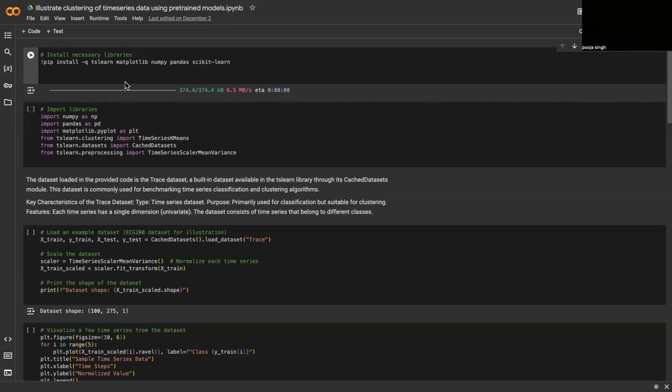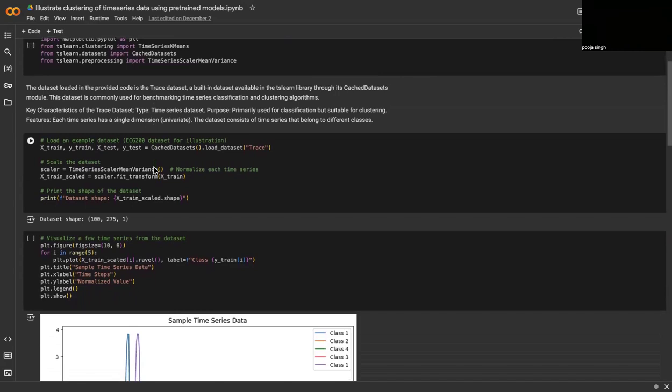So first we are installing the required libraries. In the next chunk, we are importing all the required libraries like tslearn, which is a specialized library for time series machine learning tasks. TimeSeriesKMeans is used for clustering time series data. CachedDatasets provides access to built-in time series datasets like trace. And TimeSeriesScalerMeanVariance normalizes time series data for consistent scaling.